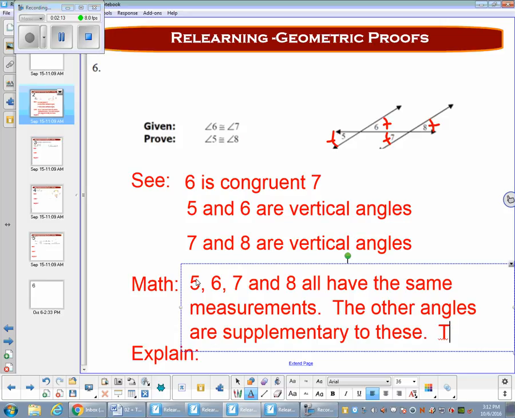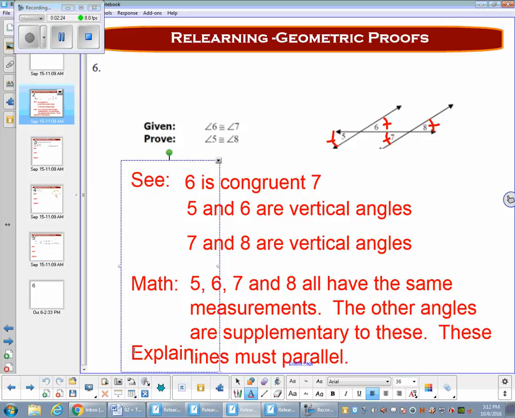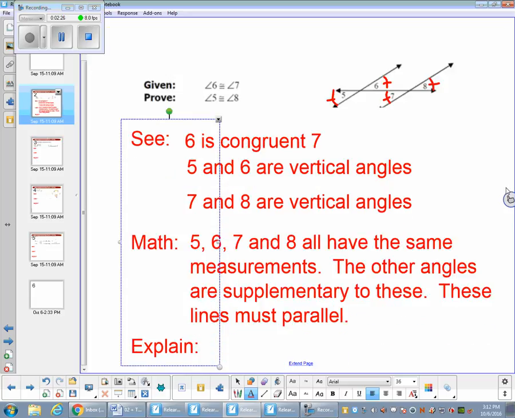Another thing I can find out, since 6 and 7 are congruent, is that these lines must be parallel. I know that because of the alternate interior angle conjecture, or you could say corresponding angle conjecture, or the converse of those. All those would tell us that those lines are parallel.